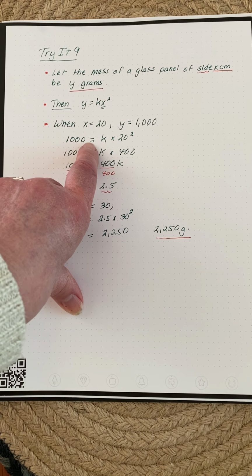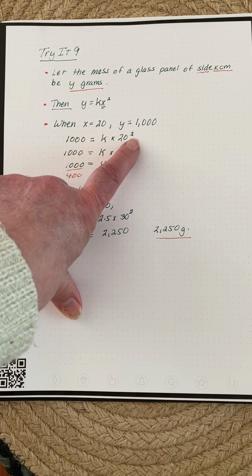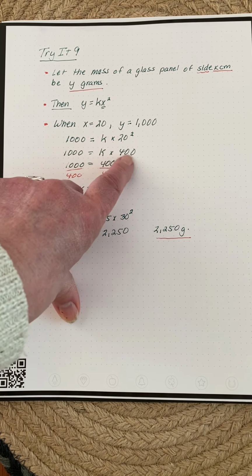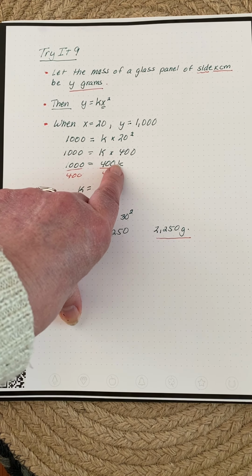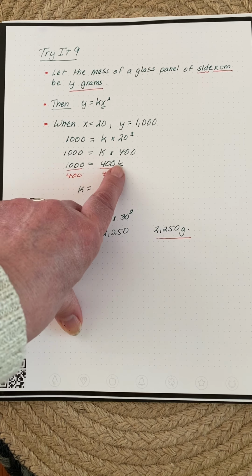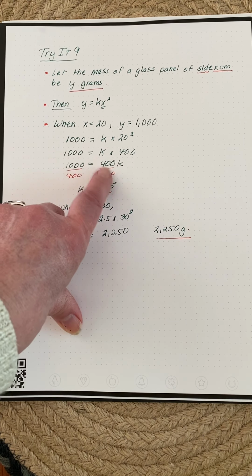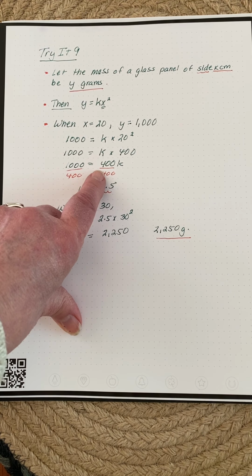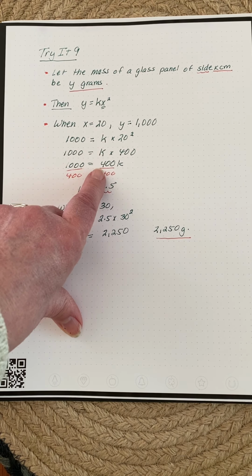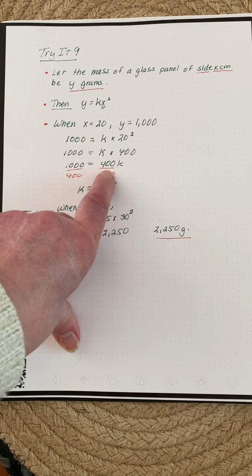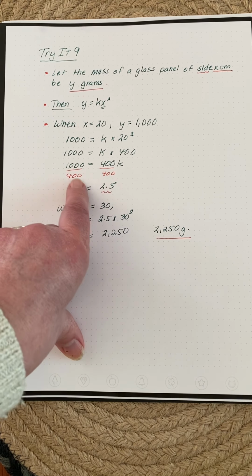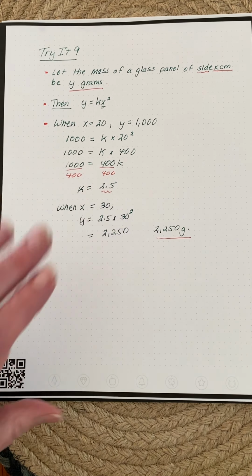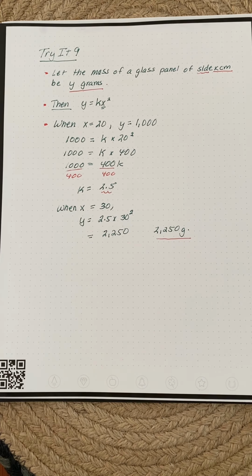1,000 is the same as the constant times 20 squared. Well, 20 squared is 400, so 1,000 is the same as 400k, because k times 400 is 400k. I divide each side by 400. Therefore k, because this goes away and I'm just going to put the k here, is going to be equal to 2.5. I did that on my calculator. Now I have a constant, but that's not what they asked.